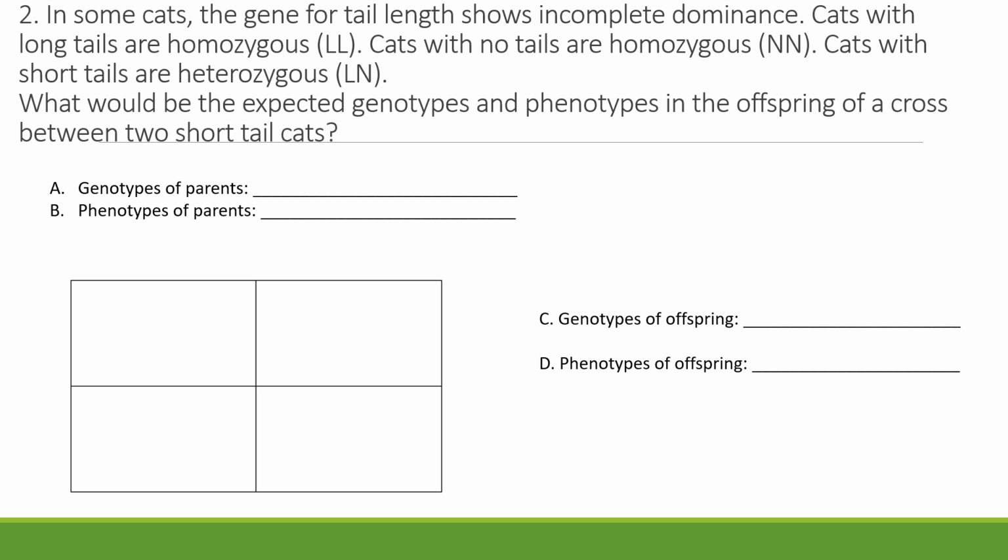Okay, so cats with short tails are heterozygous. So it would be an L and an N. So it has one allele from each kind, right? Remember that we're mixing them together. Also, cats with no tails are definitely a thing.